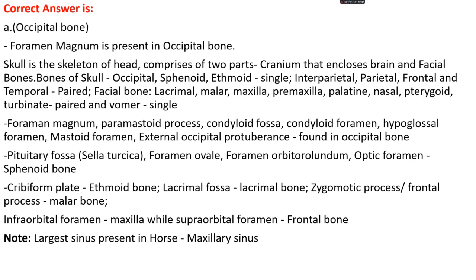Foramen magnum, paramastoid process, condyloid fossa, condyloid foramen, hypoglossal foramen, mastoid foramen, and external occipital protuberance are the structures found in the occipital bone. Pituitary fossa, that is sella turcica, foramen ovale, and orbito optic foramen are found in the sphenoid bone. Cribriform plate is found in the ethmoid bone. Lacrimal fossa is found in the lacrimal bone. Zygomatic process or frontal process is found in the malar bone. Infraorbital foramen is found in the maxilla, while supraorbital foramen is found in the frontal bone. The largest sinus present in horse is the maxillary sinus.